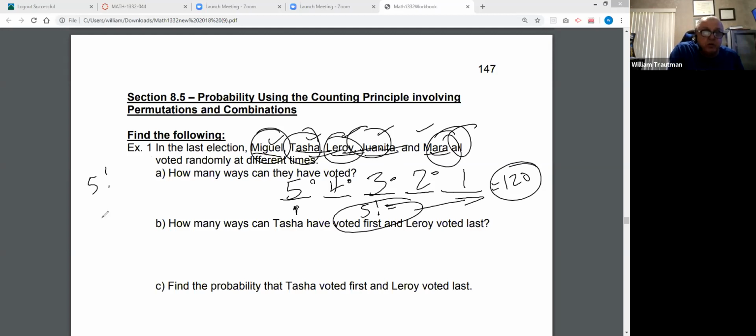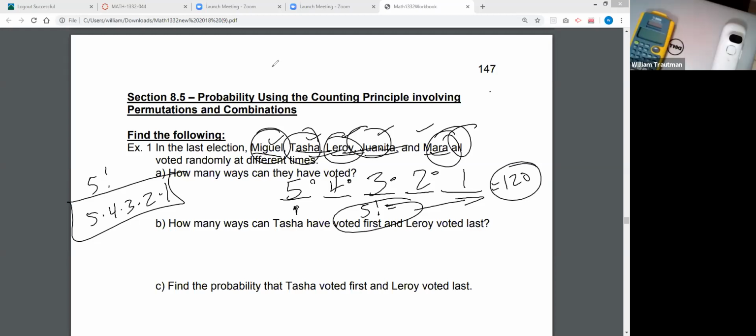Factorial, 5 factorial means 5 times 4 times 3 times 2 times 1, and it stops at 1. And you can actually do that on your calculator. Let me show you really quick how to do that on the calculator. On the calculator, 5 factorial, you hit 5.